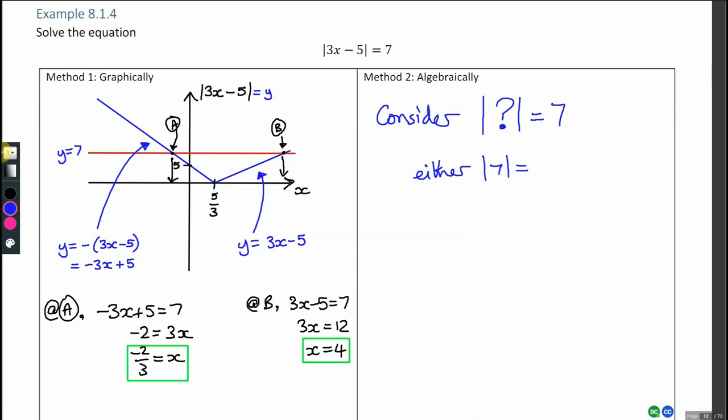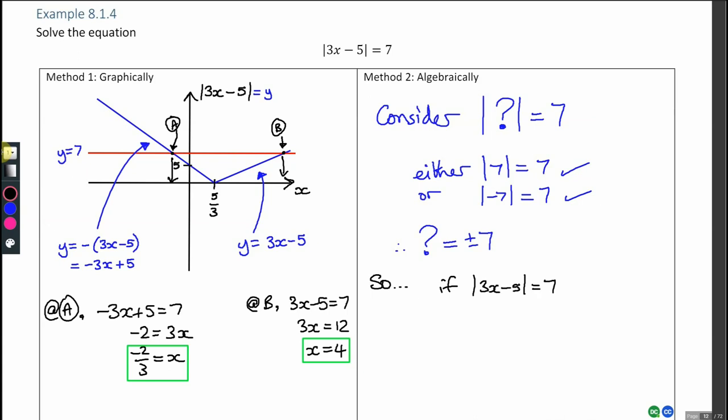Well, if the question mark was 7, then the equation works. If the question mark was -7, again, the equation works because the modulus of -7 is 7. So this question mark must be positive or negative 7. Let's apply that now to our equation. So if the modulus of 3x take 5 is 7, then the inside of the modulus must be either 7 or it must be -7.